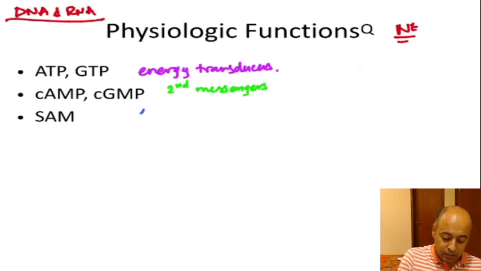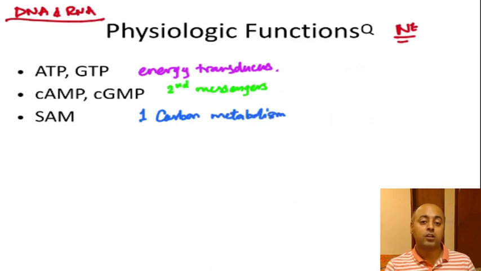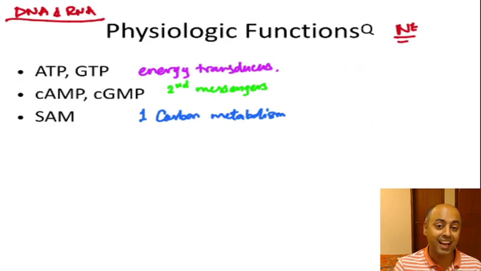Then they participate in what is known as one carbon metabolism, right? The transfer of carbon groups from one molecule to another is also carried out by the nucleotide. SAM is one of the two important transporters of the methyl group.